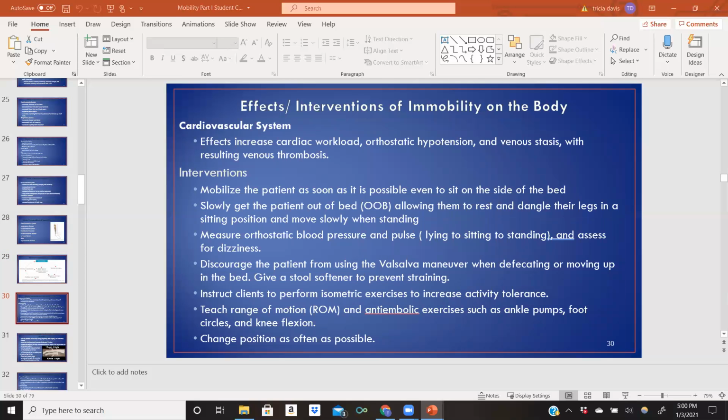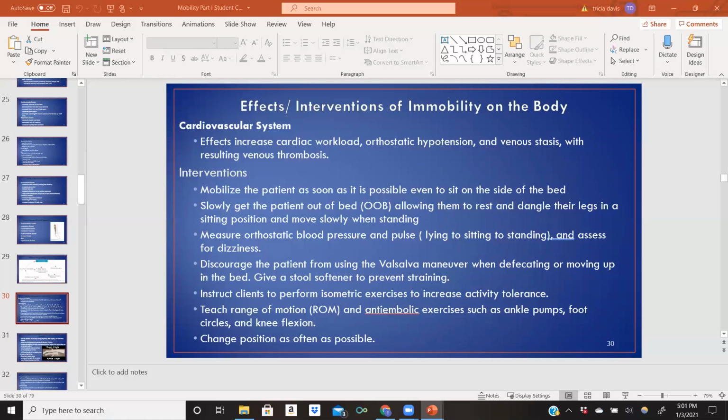So the effects that you see from immobility on the body for your cardiovascular system are that your cardiac workload is going to increase, which means that the heart is going to have to work much harder than it normally did to get out the same amount of blood circulating in the body to properly perfuse all of those organs. You can see orthostatic hypotension, which is when you measure a patient's blood pressure. You guys will learn more about this, in 3 different positions, 3 minutes apart.